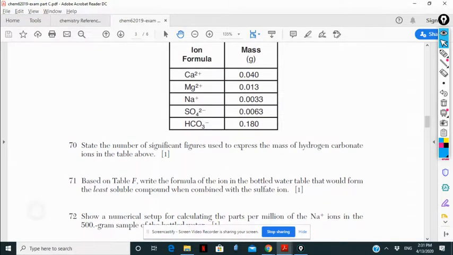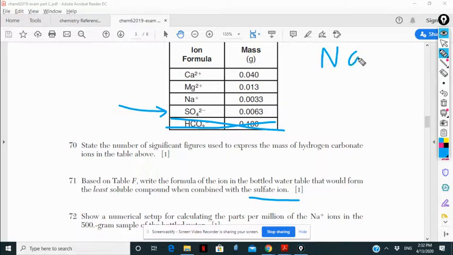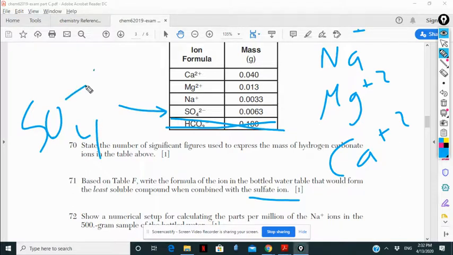Question number 71. Based on table F, write the formula of the ion in the bottled water table that would form the least soluble compound when combined with sulfate. Sulfate, here is a sulfate. So it can't be this one because two negatives can't be together. So I have to compare potassium, magnesium, and calcium with sulfate, SO4.